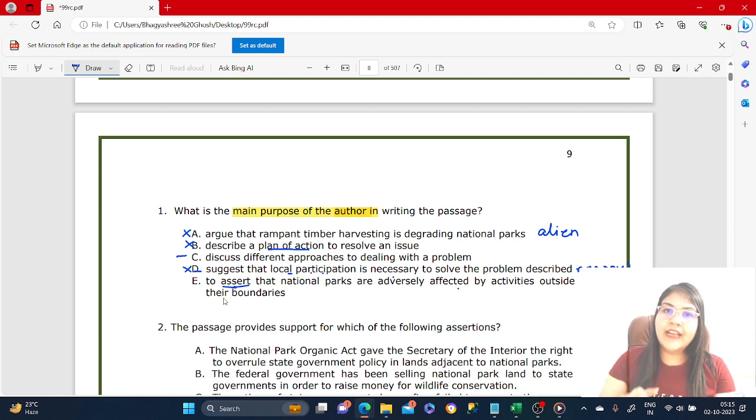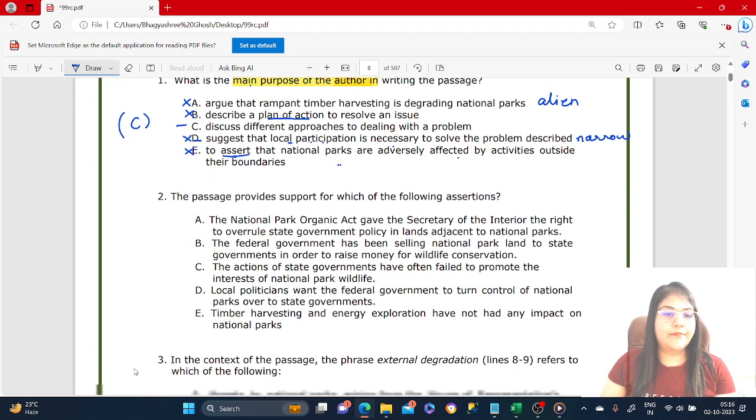And another point, this can be seen in another way also: this is factual information. The author's purpose is exactly what the author wants to say, not the facts. So this also makes E get eliminated, and of course C is our answer. Hopefully your answer was also C. If you got a different answer, you can comment if you still have a doubt. Okay guys, now let's see the next question.